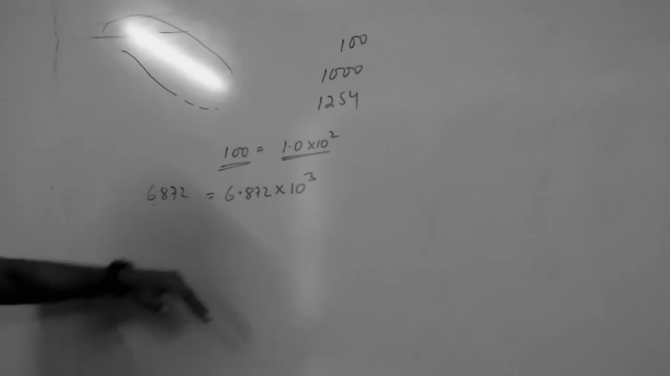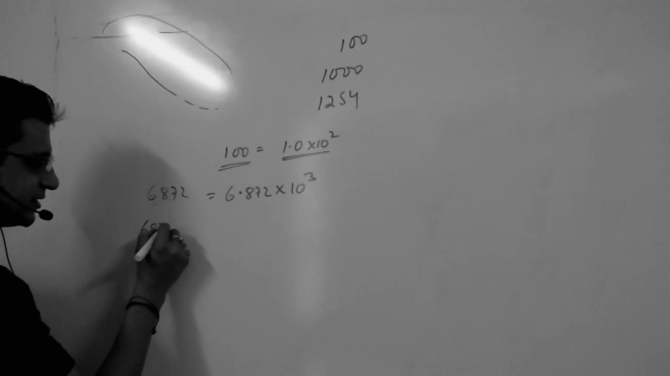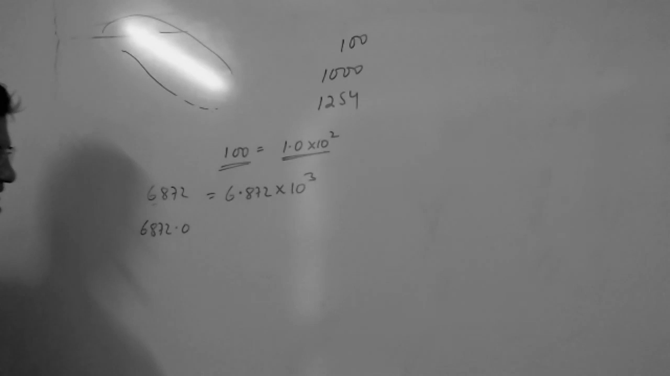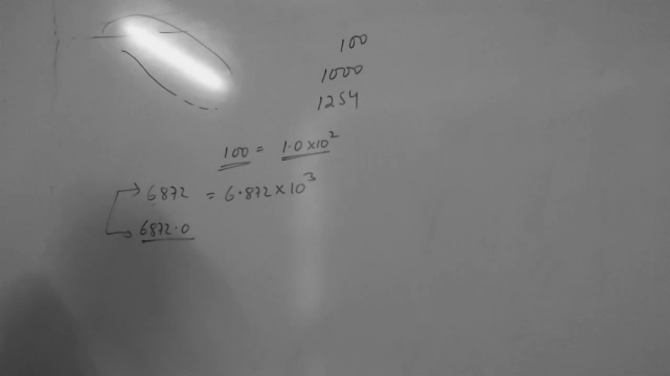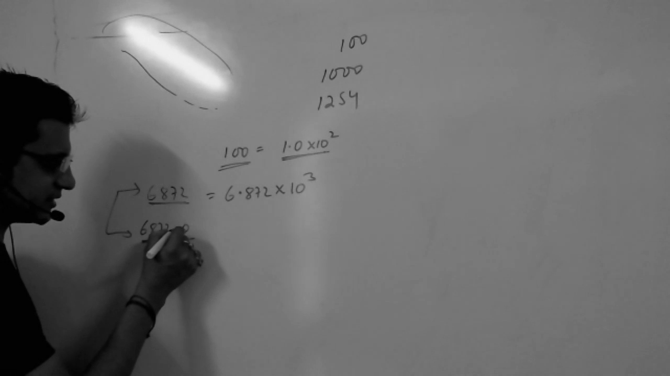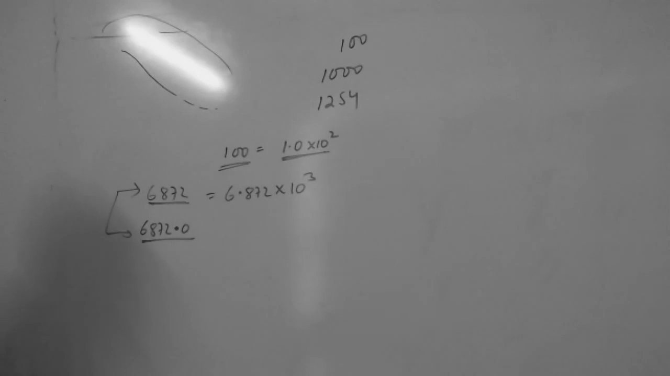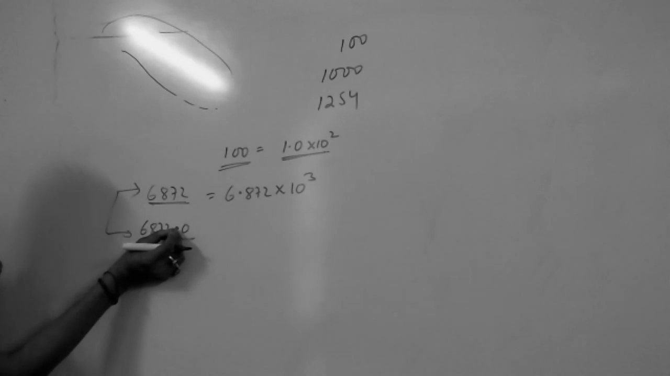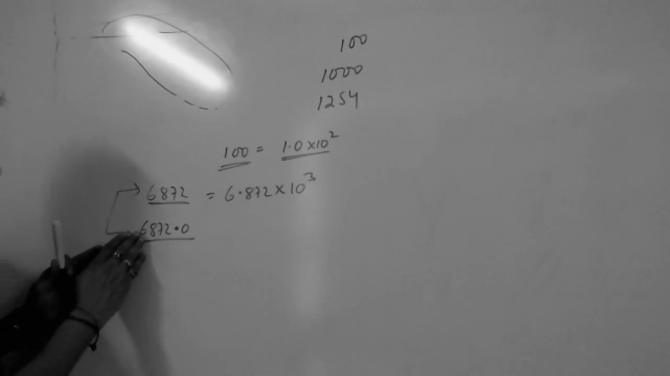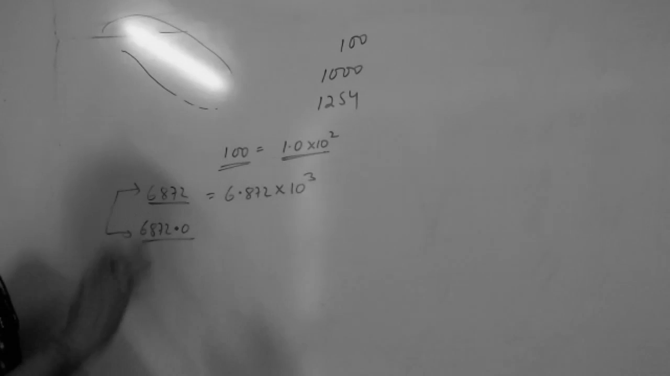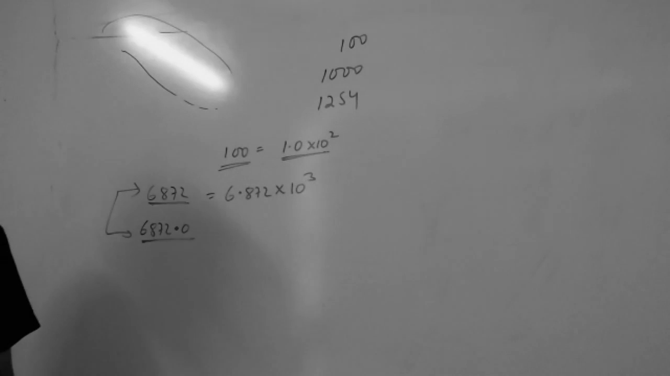Okay. So if I say 6872.0, is this correct? Are both equal or not? Yes, sir, both are equal. It means when you write a number, it is assumed that after it there is a decimal and then 000 like that. When you pull this decimal to the left-hand side, the power becomes positive. When you push this decimal to the right-hand side, the power becomes negative. I will make it clear by example.